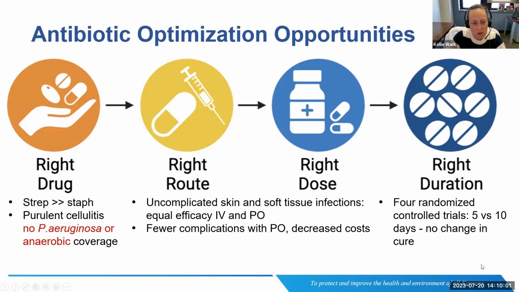And then we can also just focus on the route and the dose. For uncomplicated skin and soft tissue infections, there's pretty equal efficacy between IV and PO, but a lot fewer complications for the PO and decreased costs. So we should really be building our guidelines based on those. Next slide.